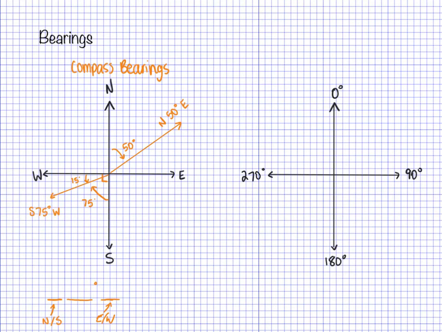This number in the middle here can never be more than 90, and we always start with south or north and then we work to the west.